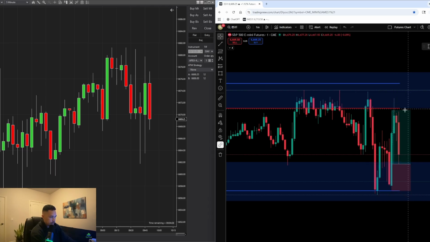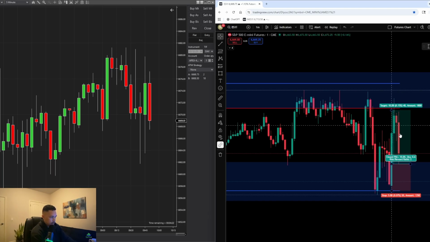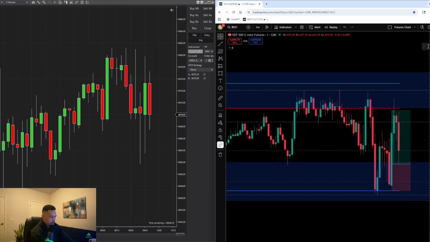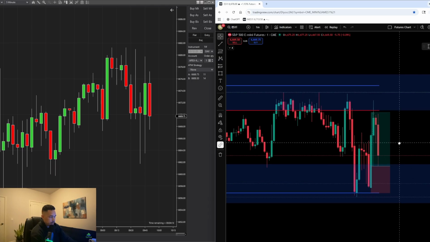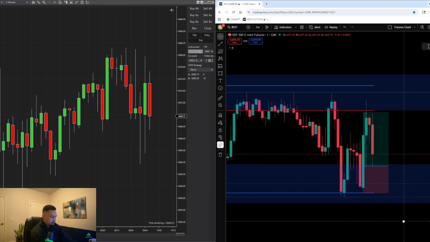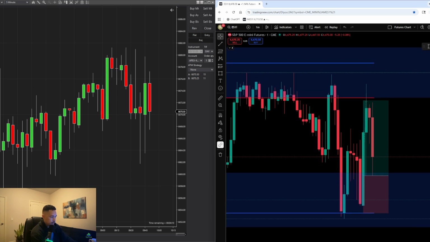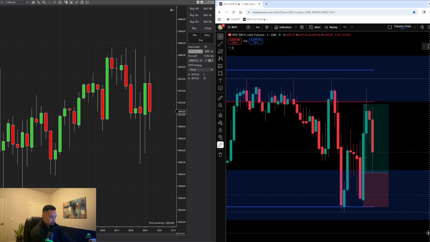Now it looks like it is rejecting from this point of control area, so it may continue to proceed down, or it could just be another retracement back into this strong bullish leg, and it can continue to push up. So that's something that we'll definitely look at. But as far as trading, I'm done for the day.